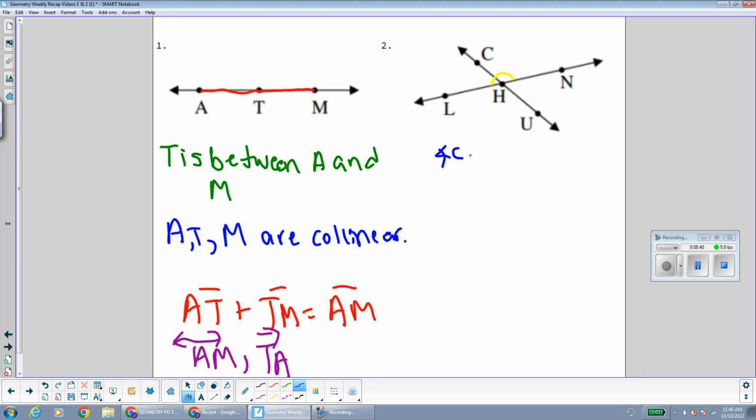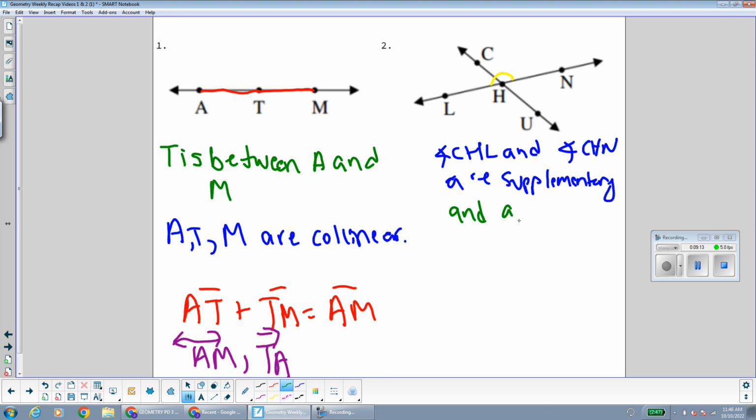Angle CHL and angle CHN are supplementary. Not only are they supplementary, but they also share a vertex and a side in common. They're connected or attached to each other. Do you remember our name for angles that are connected or attached to each other, right next to each other, sharing a vertex and a side in common?